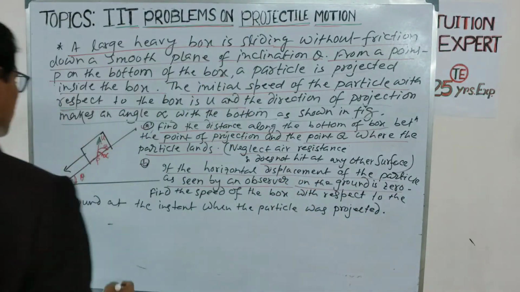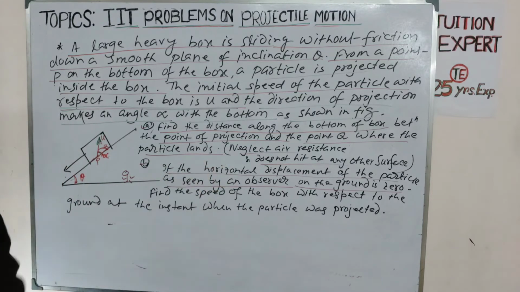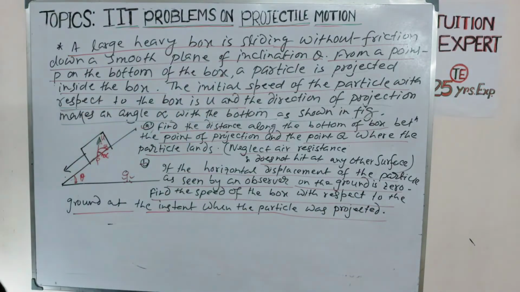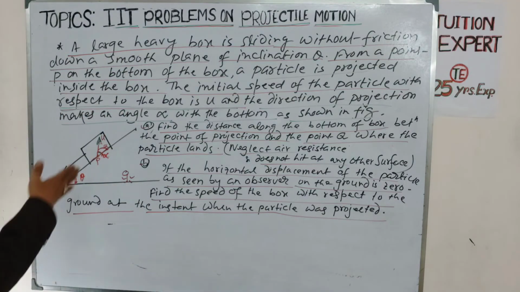And the second question is, if the horizontal displacement of the particle as seen by an observer on the ground is 0, suppose an observer is present, he observes that the net horizontal displacement of the particle is 0. Find the speed of the box with respect to the ground at the instant when the particle was projected. So this is the question.